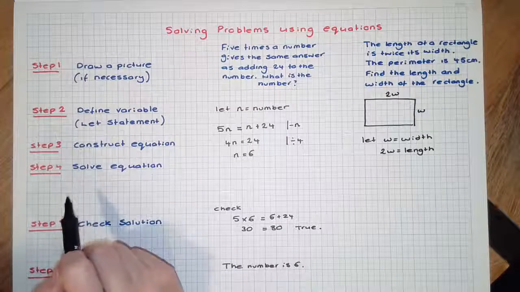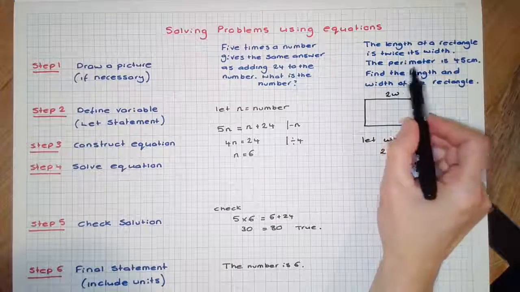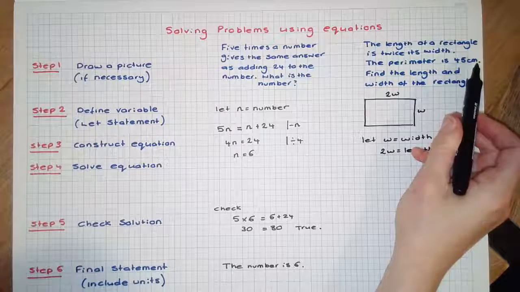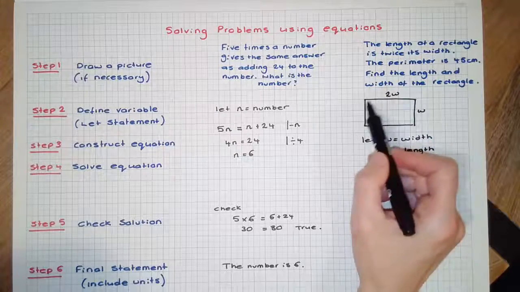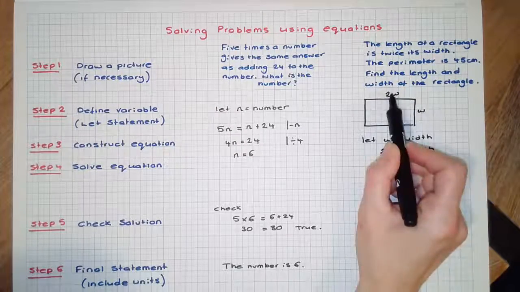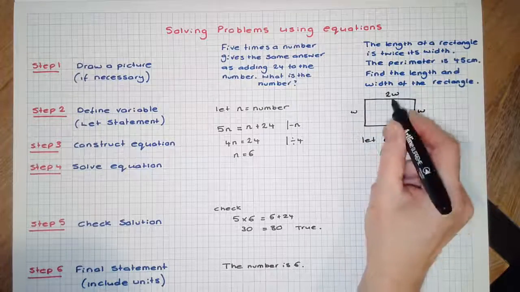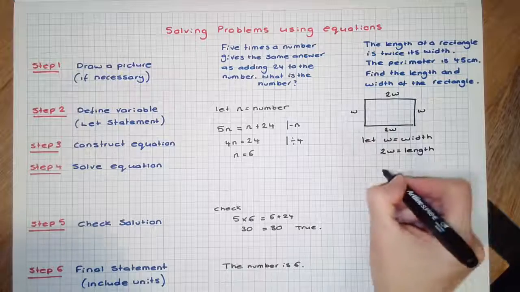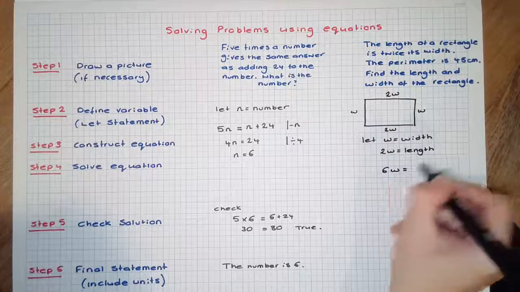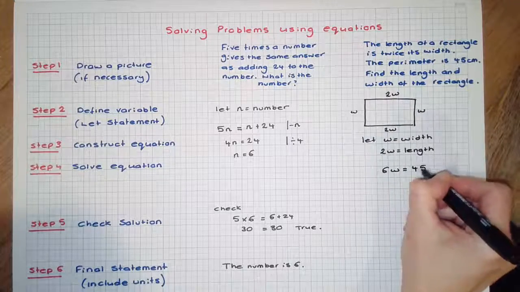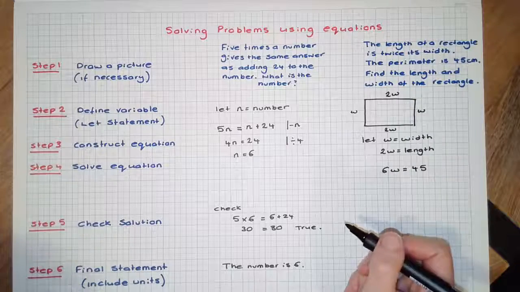Step 3, construct the equation. We know that the perimeter is 45 centimeters. So the perimeter in terms of w will be w plus 2w plus another w plus another 2w, that's 2, 4, 5, 6 w's equals 45 centimeters, leaving the units out of the equation.